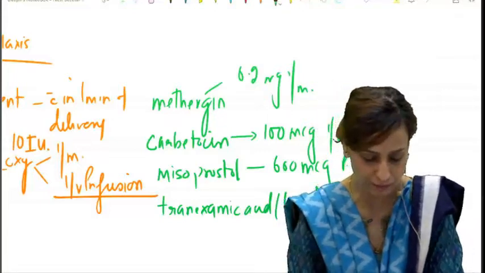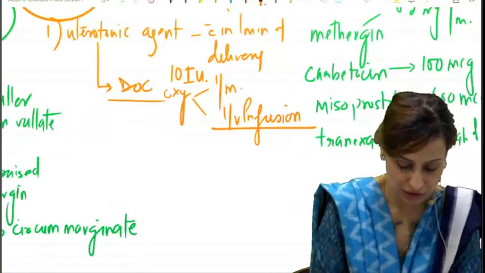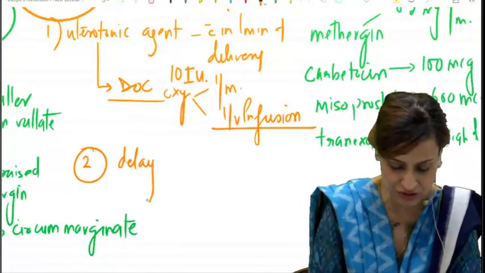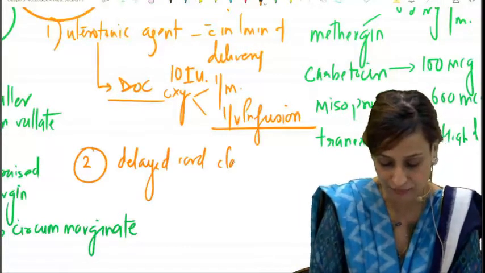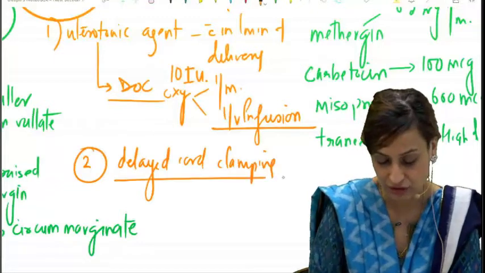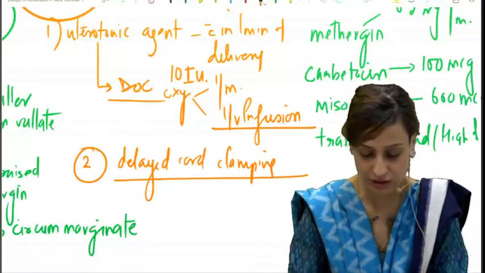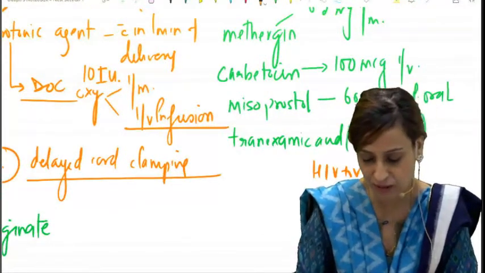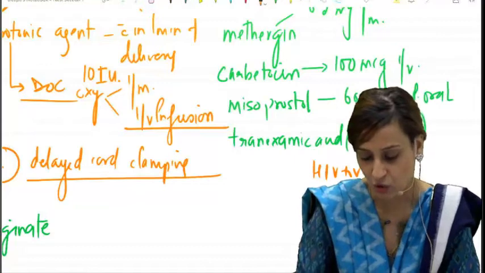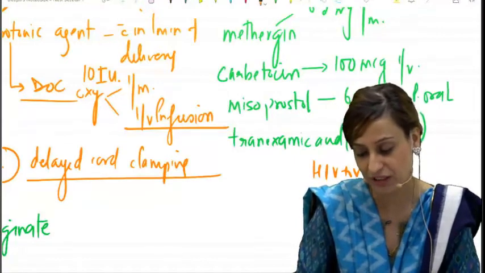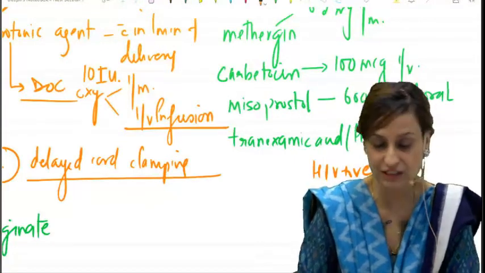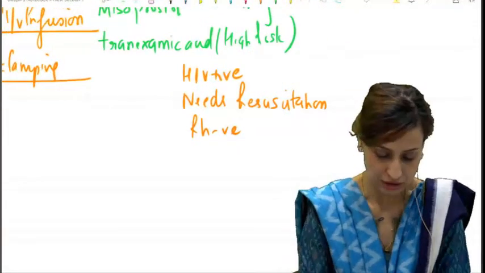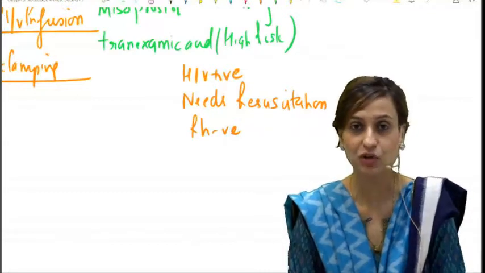Then please remember, as a universal guideline for AMTSL, what is supposed to be done is delayed cord clamping, with the only exceptions where you would do early being HIV positive, if the baby needs resuscitation, or if the pregnancy is Rh negative. These are the conditions where we would do early. Otherwise, we would do delayed cord clamping as a universal recommendation.